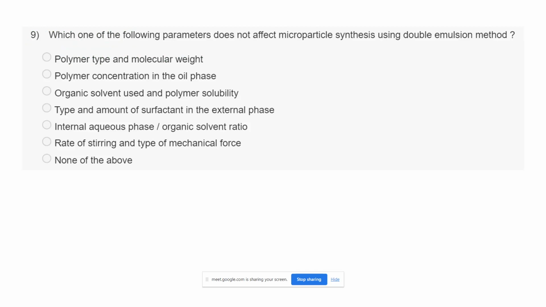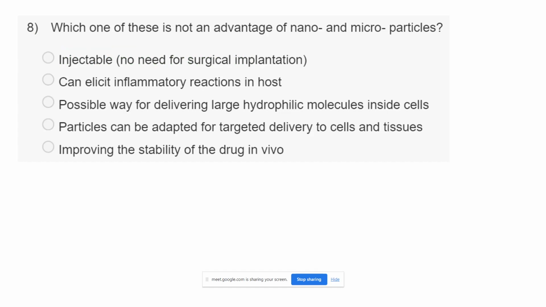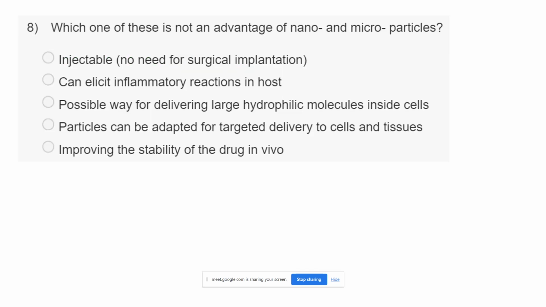So let's move on to the next question. Which one of the following? So answer one more time, ma'am. Answer is can elicit inflammatory reactions in host. Ma'am, the meaning of the word elicit means it will try to provoke an inflammatory reaction in host. Okay.